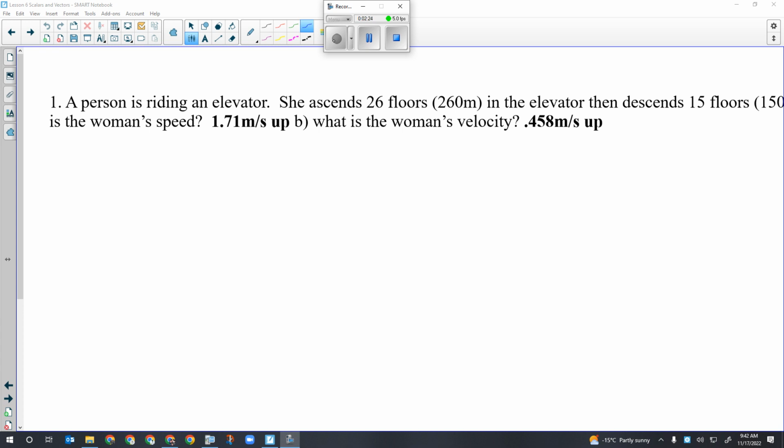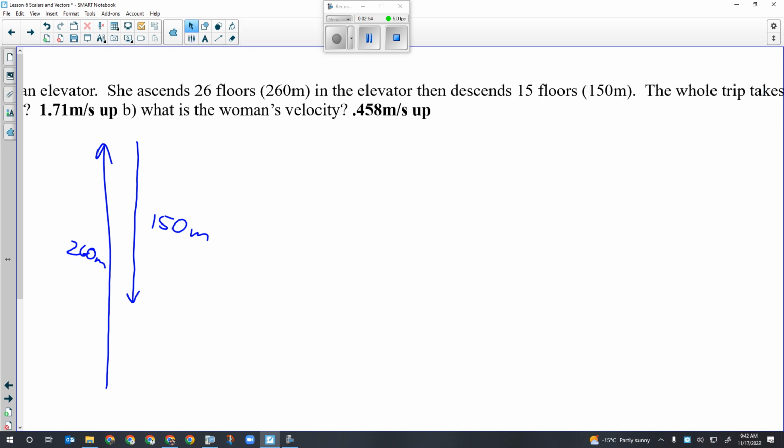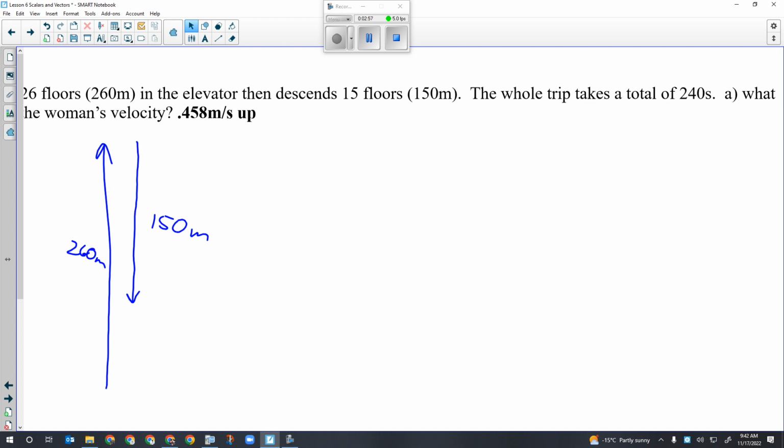All right, so with our first one here, they're riding an elevator. They're going to ascend 26 floors, so they're going to go up 260 meters. And then they're going to descend 150 meters. And that whole thing takes 240 seconds, I believe, right? Sorry, this is doing something weird with the lettering. The whole trip takes a total of 240 seconds.